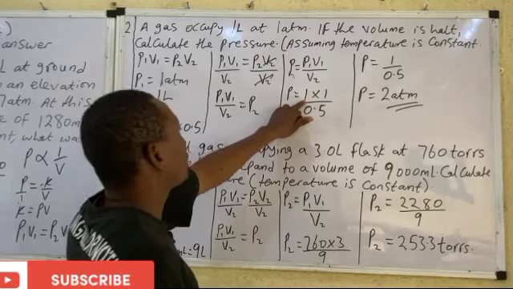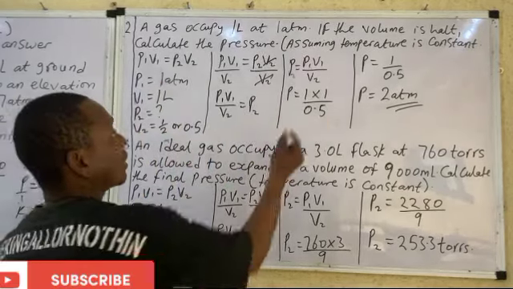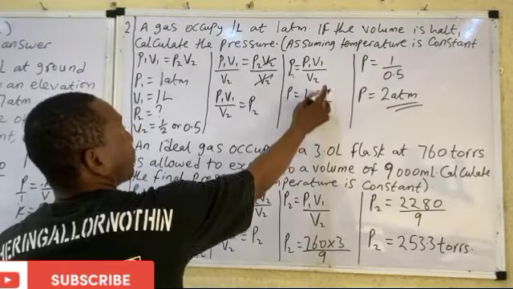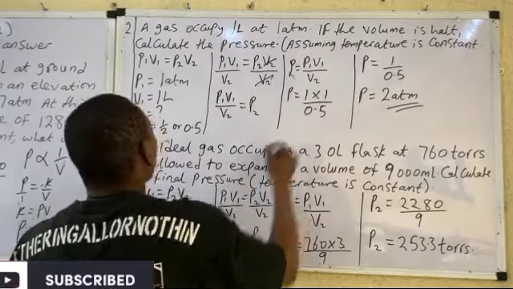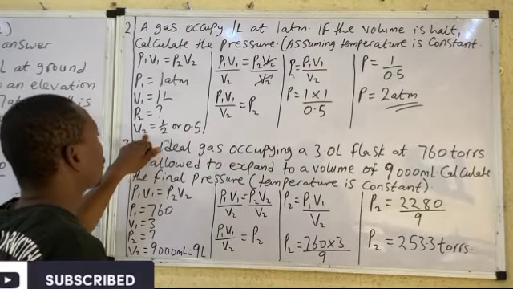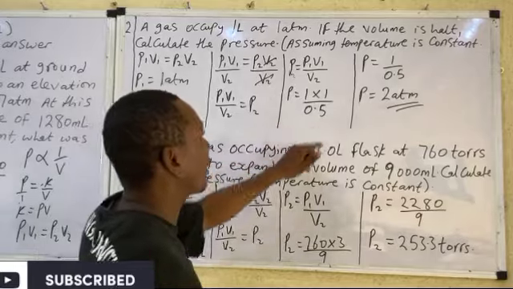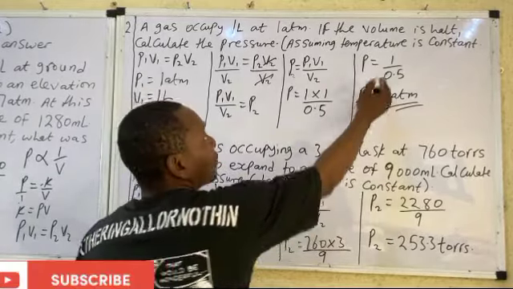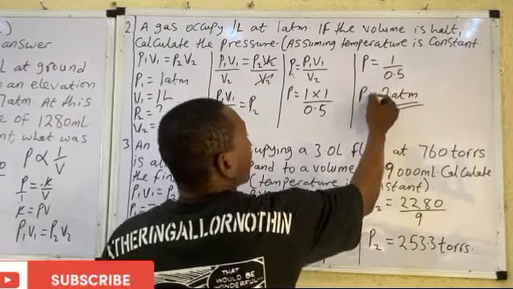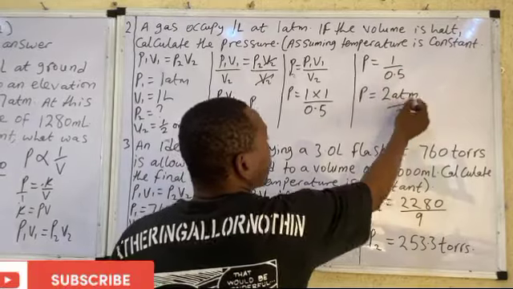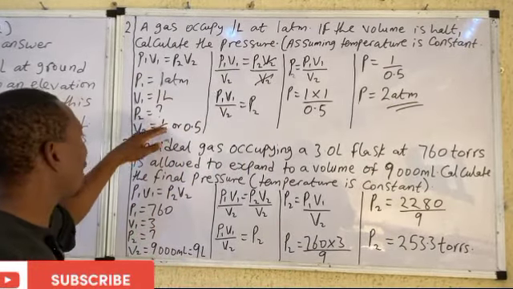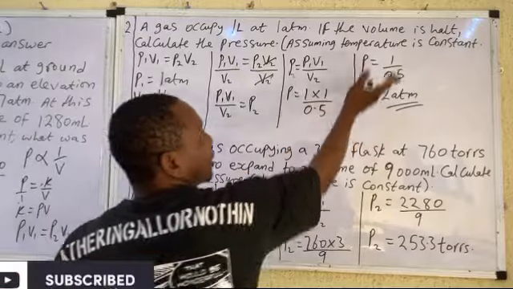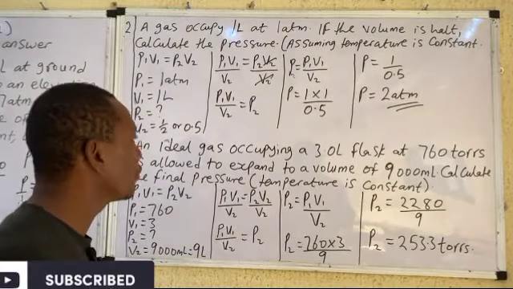What is P1? We know that it's 1 atmosphere. What is V1? It's also 1 liter all over V2. What is V2? V2 is 0.5. So if you multiply 1 by 1, you have 1 all over 0.5. If you carry out the division, you have 2 atmospheres. So you realize that as the volume decreased, the pressure increased. So it's actually obeying Boyle's law.